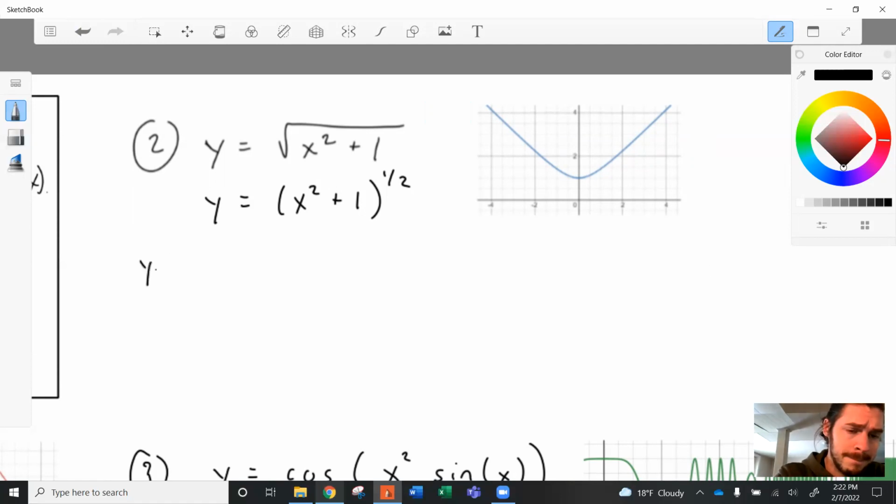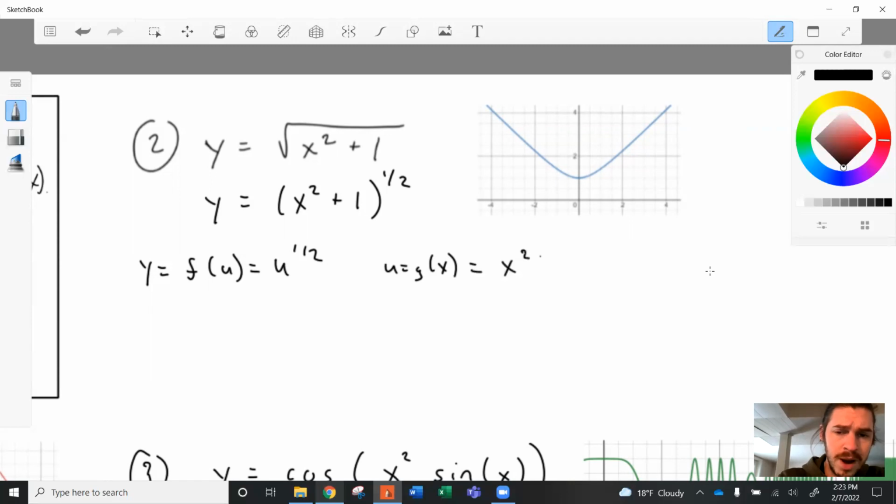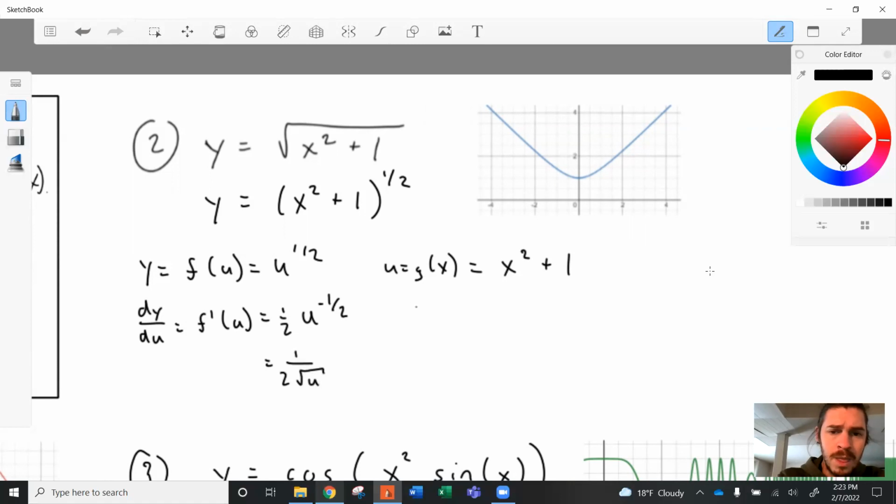Written out in terms of f of g, you could say f of u is u to the power 1/2. That's our outer function. And then u is g of x, which is the x squared plus 1 on the inside. So now we'll find dy over du, which is f prime of u, which is 1/2 u to the power negative 1/2, or alternately, it could be written out as 1/2 times the square root of u. And then we'll find du over dx, which is g prime of x, and that's 2x plus 0.